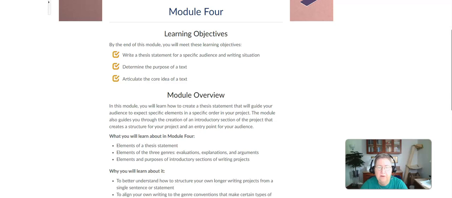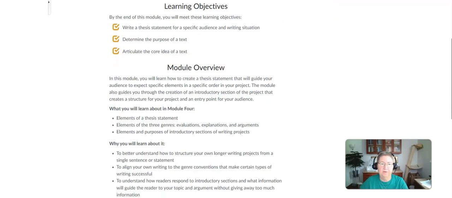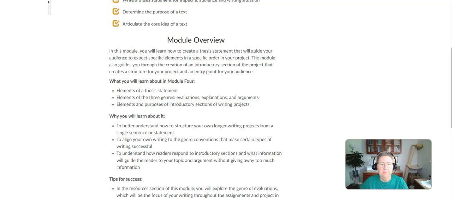So let's start by looking at the Module 4 information online. As always, we have learning objectives followed by a module overview. And the objectives always list the specific things that you will be accomplishing by the end of this module. But I want to point out a couple of things.